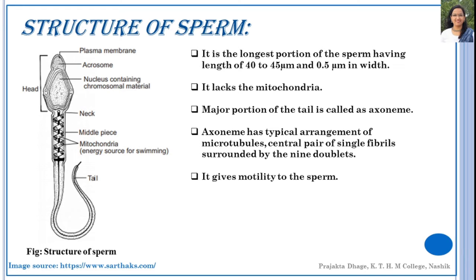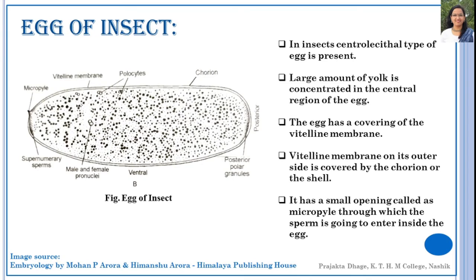Now let's move on to the next portion. This was all about the sperm of human beings. Now let's move on to the egg. When we talk about the egg, whatever is required for development of the embryo will be stored inside the egg.